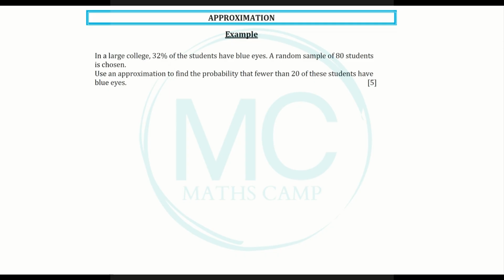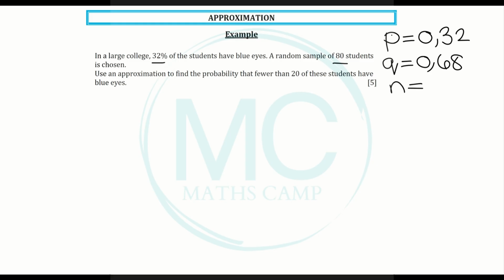Let's start with our N, P, and Q values. 32% of these students have blue eyes. This is our probability, so we can write this as a decimal. P is equal to 0,32. Q is the complement, 1 minus 0,32, so Q is equal to 0,68. We're looking at a sample of 80 students, so N is equal to 80.